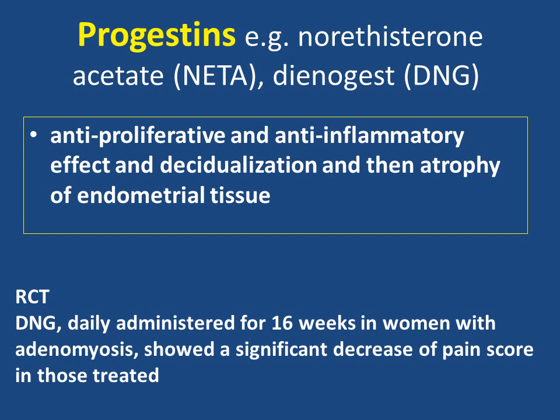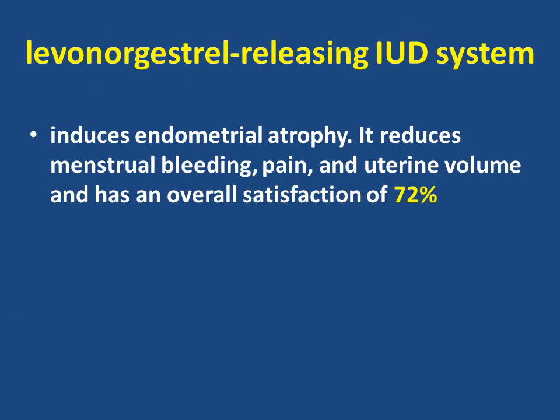Other progestins like norethisterone acetate, all these progestogens are working by being anti-proliferative and anti-inflammatory with decidualization and atrophy of the endometrial tissue. We can give progesterone locally to the uterus, and by this way we save the patient from systemic side effects of progesterone by inserting a levonorgestrel-releasing IUD system inside the uterus, which is principally used for contraception, but we can use it to control bleeding and pain, and prove to be effective to control both with an overall satisfaction rate of 72%.